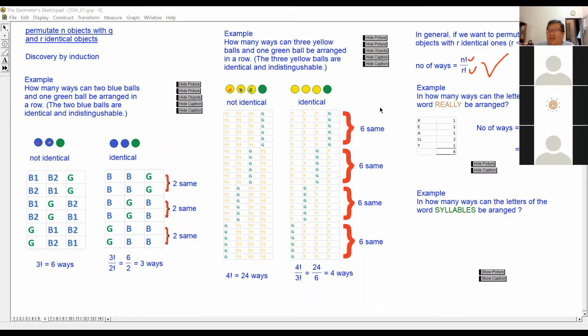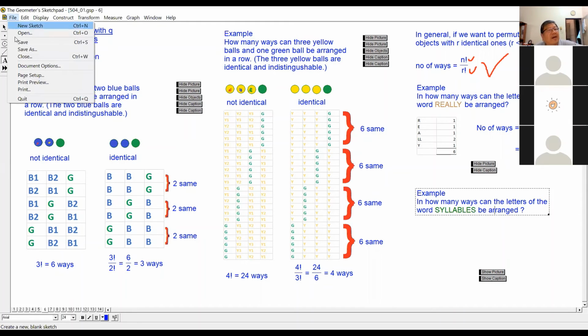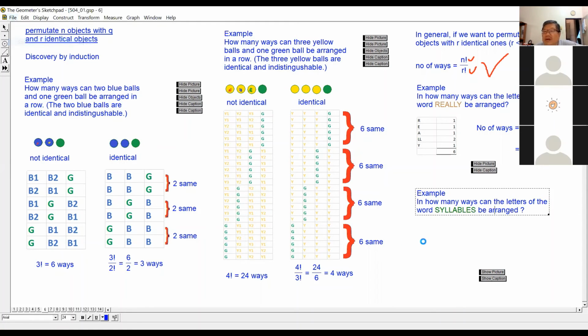No? Then this time I want to test you already. How many ways can the letters of the word "syllables" be arranged? Oh, you arrange also, I spelled wrongly. A-R-R-A-N-G-E-D, arranged. Okay, right. So now you want to try? Okay, now I give you a hint.